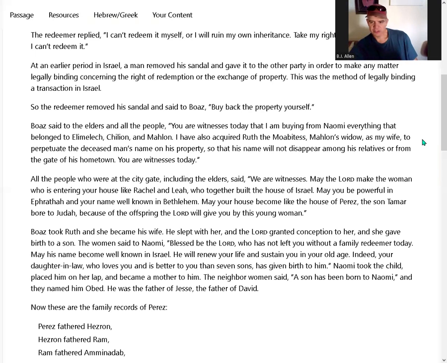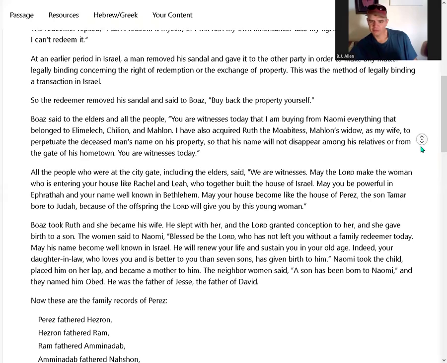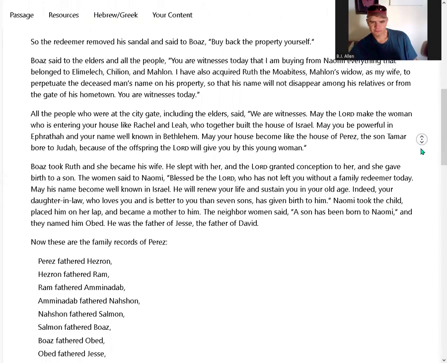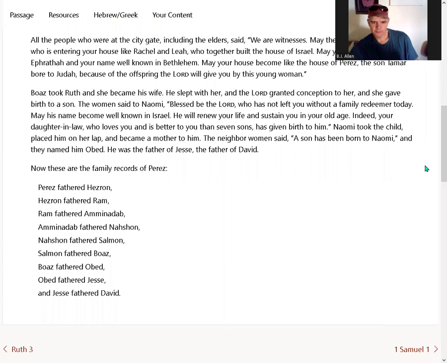Ruth took Boaz, and she became his wife. He slept with her, and the Lord granted conception to her, and she gave birth to a son. The women said to Naomi, "Blessed be the Lord, who has not left you without a family redeemer today. May his name become well known in Israel. He will renew your life and sustain you in your old age. Indeed, your daughter-in-law, who loves you and is better to you than seven sons, has given birth to him."